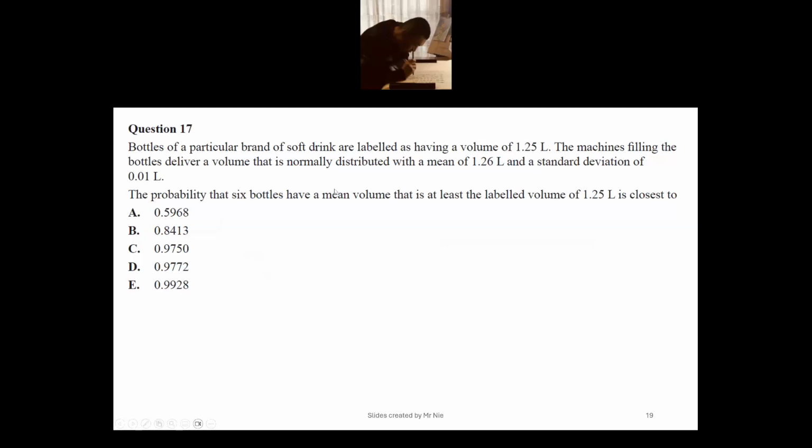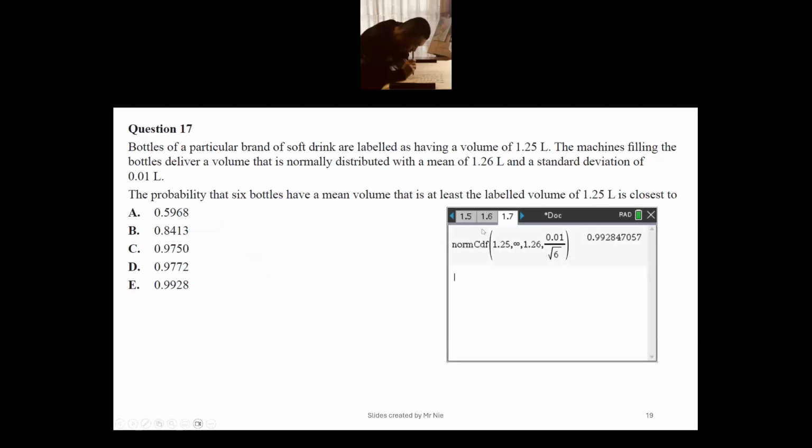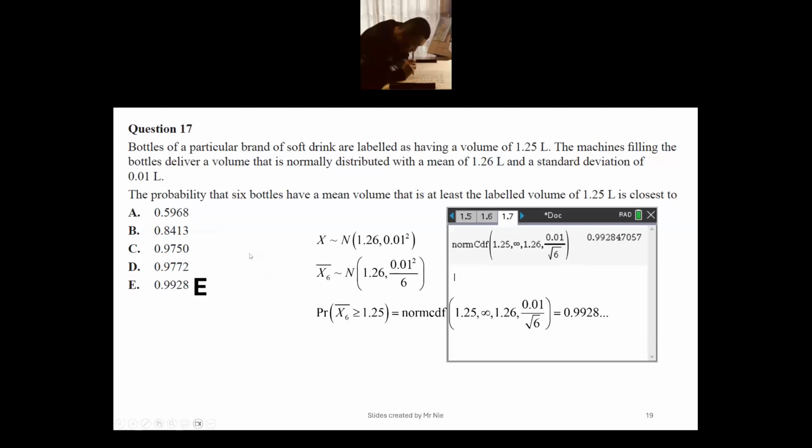We want the mean volume of the 6 bottles here to be greater than or equal to at least 1.25 liters. So you just need to use normCDF, calculating the probability from 1.25 to infinity. Make sure you use the mean value of 1.26. And for the sample mean distribution, the standard deviation needs to be dilated by 1 over root 6, which is sigma divided by root n. So you will be able to get option E as the correct answer.